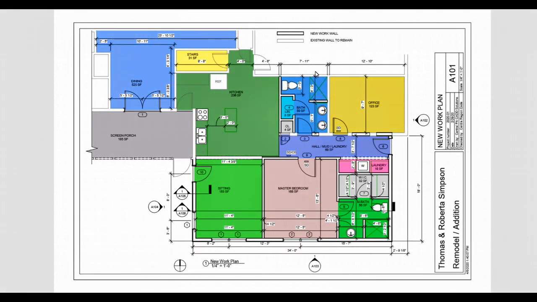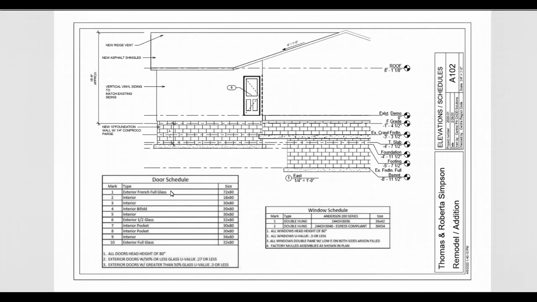So the next thing on the new work plan, there's a lot of different information on here. The first one, we had talked briefly about doors and windows, and whenever you look at these doors and windows, you can see that the doors have numbers. This is 10. The windows have numbers, and they have these different symbols that correspond to each. So what that's really going to let me do is I'm going to find number 10, and I'm going to go find my number 10 in my door schedule. So number 10 is an exterior full glass 32 by 80.